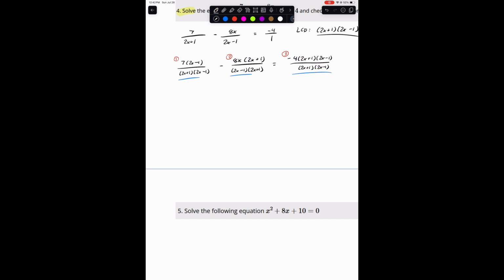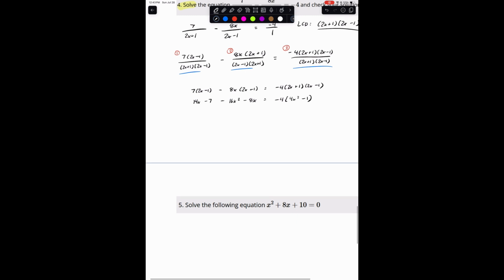So we will get 7(2x - 1) minus 8x(2x + 1) equals negative 4(2x + 1)(2x - 1). We can start expanding. We get 14x - 7 - 16x² - 8x equals negative 4 times, this is a difference of squares, so 4x² - 1. Okay.